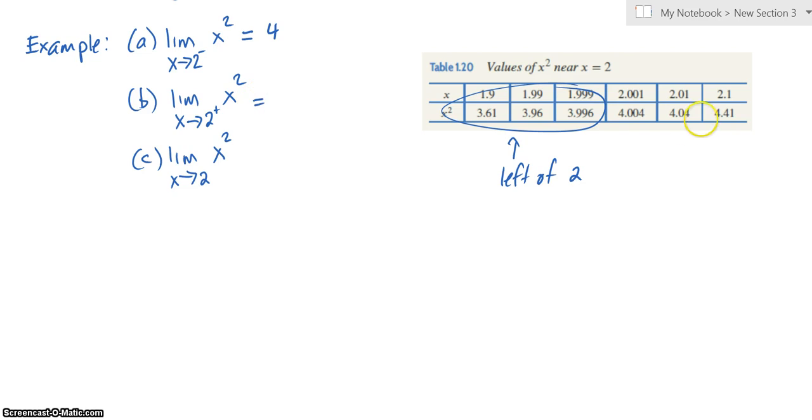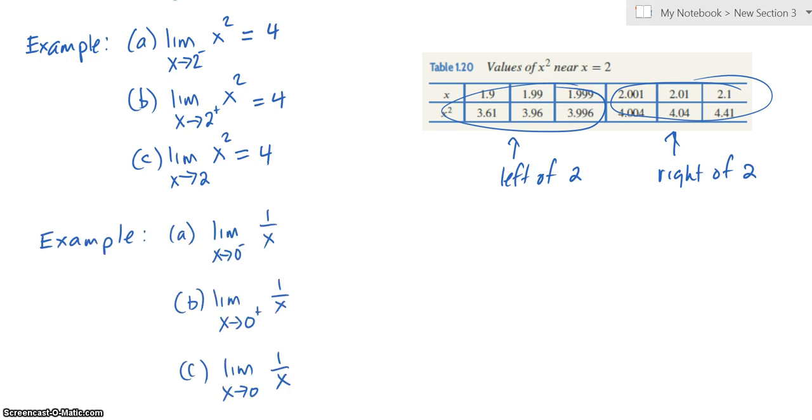On the right would be these values, right of 2. And as I get closer and closer to 2, if I start with 2.1, then go to 2.01, 2.001, it does get closer and closer to 4. So approximately 4. So therefore, the limit is 4.